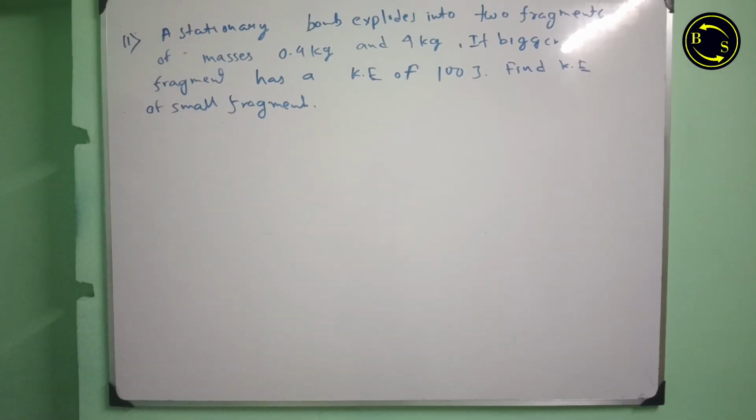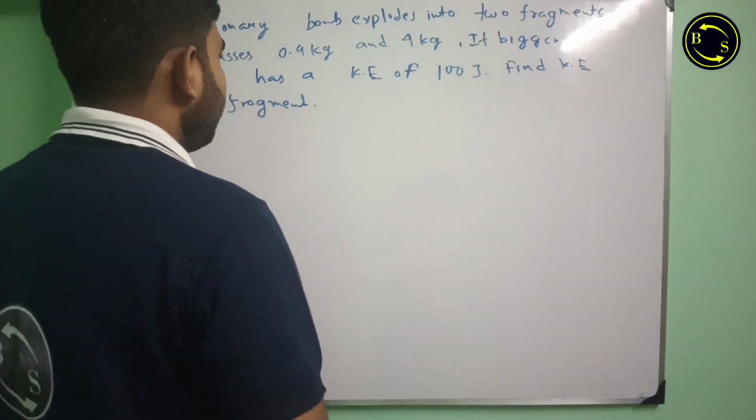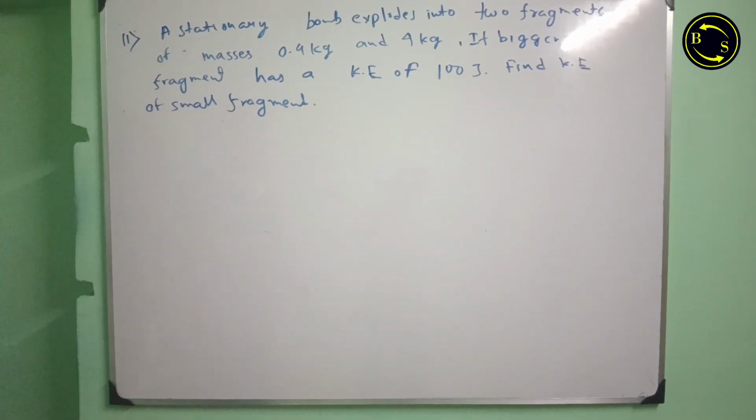A stationary bomb explodes into two fragments of mass 0.4 kg and 4 kg. If the bigger fragment has the kinetic energy of 100 joules, then find the kinetic energy of the smaller fragment.